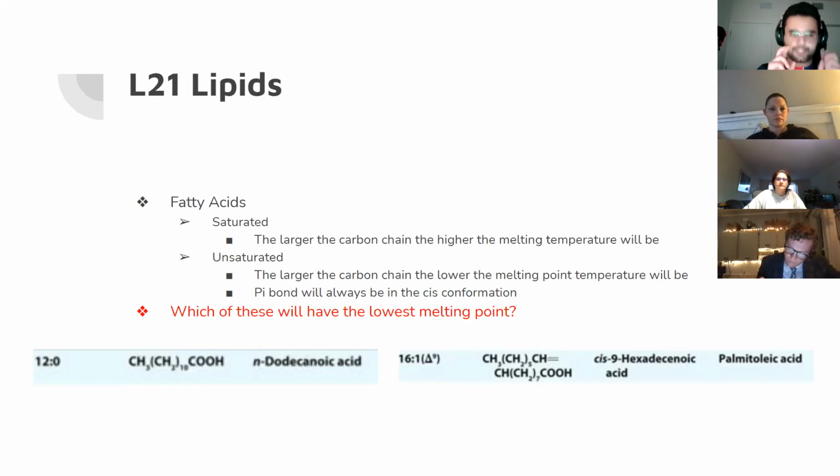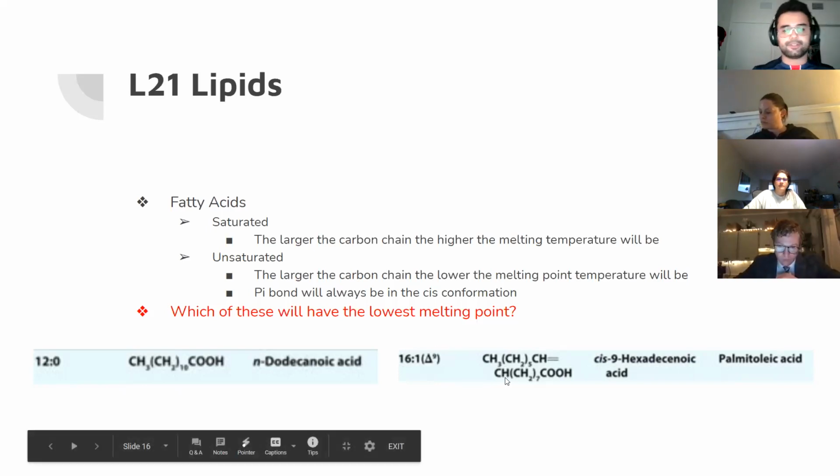Okay, that's just a little detail I don't think he even talked about. I just remember that from one of my classes, but I think it's important to visualize how these pi bonds, or these double bonds, are affecting our saturated acids. Okay, so I do have a question really quickly. Which one of these will have the lowest melting point?